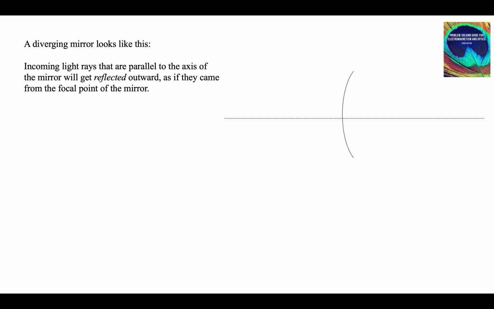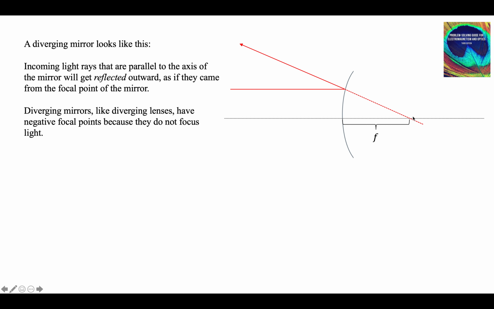A diverging mirror is curved the other way. Light comes in this way, and it spreads out the light. Incoming light is bounced outward, reflected outward as if it came from the focal point. So we trace it back behind the mirror, and there's the focal point. Somebody looking at this ray will think it came from here, but the light did not come from here. It's dark behind here. There's no light behind here. If you put up a screen, you wouldn't see anything.